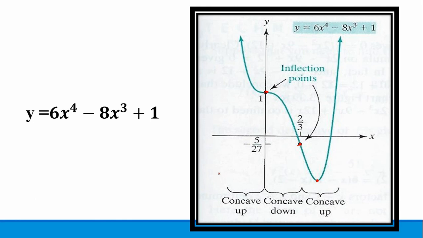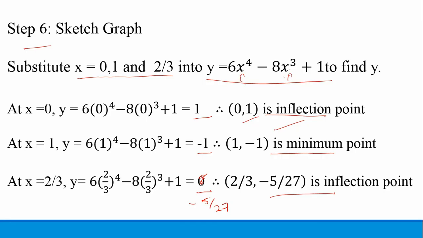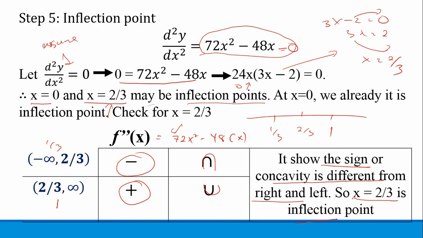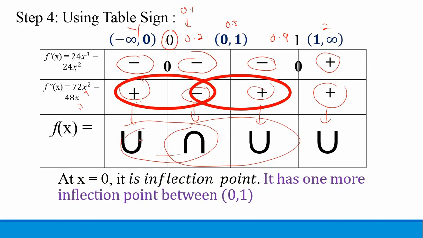Okay, this one is an inflection point. This one is an inflection point, this one is the minimum point. Which is 1, negative 1 is the minimum point, so I put these 3 points. You know that it's concave downward, and then concave upward, and then concave upward.